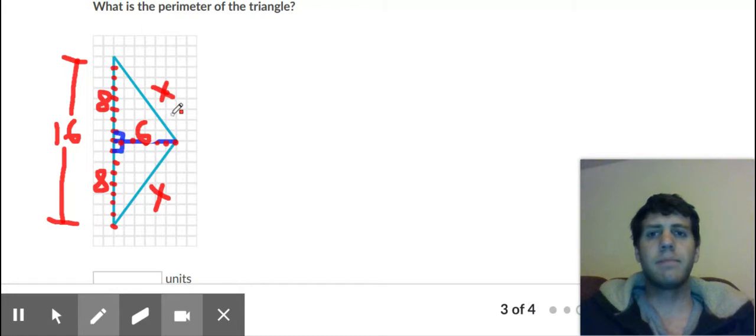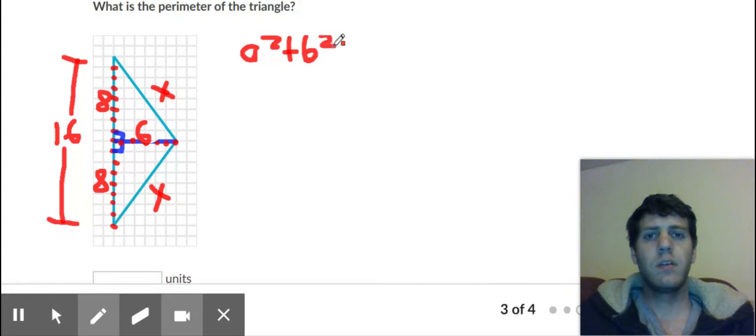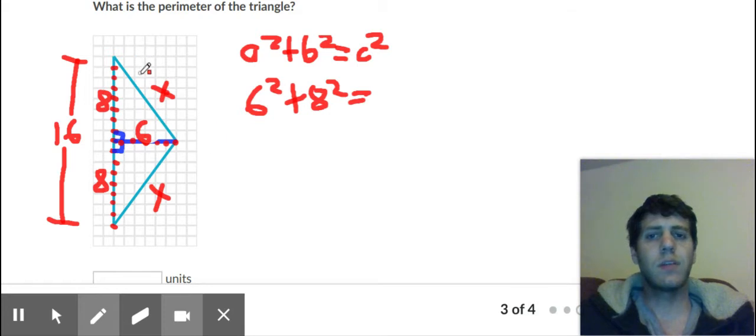Okay. By using the Pythagorean theorem. So we have right triangles, so we can use the Pythagorean theorem. So we know that a squared plus b squared equals c squared. A and b are your 2 legs for your right triangle, so those are the 2 sides that are adjacent to the right angle. So that's 6 and 8. So we can plug those in. So we have 6 squared plus 8 squared equals, our hypotenuse is x. So that's our c. So it's going to equal x squared.